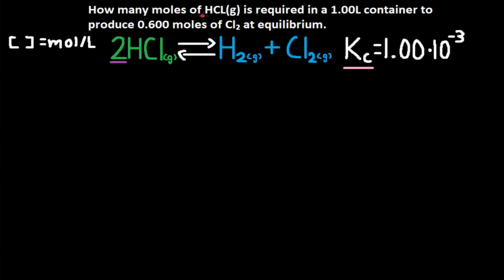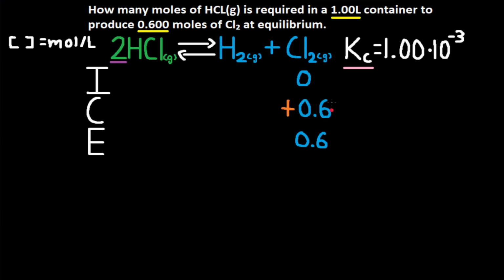How many moles of HCl is required? Required means it's asking for the initial amount of HCl, so that means we need to use an ice table in a 1.00 liter container to produce 0.600 moles of Cl2 at equilibrium. Concentration is equal to moles divided by liters, so 0.600 divided by 1, which won't do anything, is the equilibrium concentration value for Cl2. So we have 0.6. And since it's saying we produce Cl2, the assumption is we had no Cl2 in the beginning. Remember that initial plus change is equal to equilibrium, so 0.6 minus 0 will get us change, and that would just be positive 0.6.